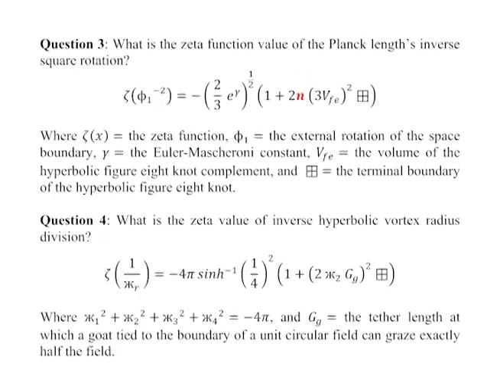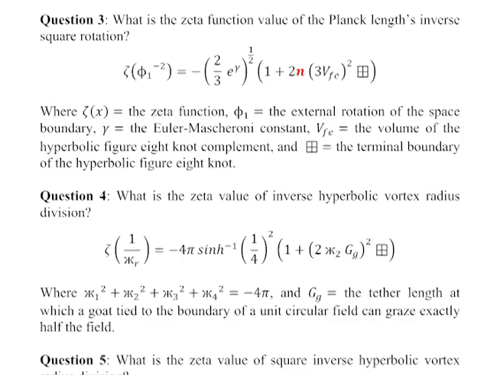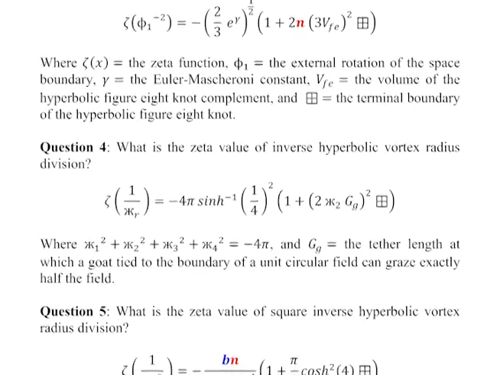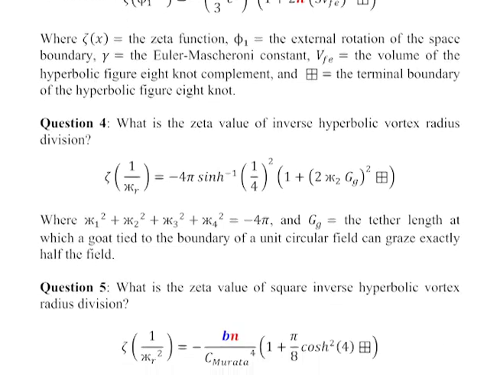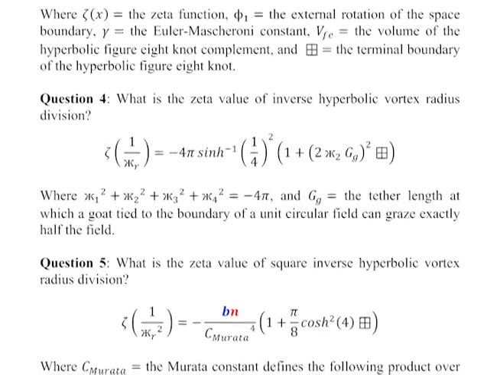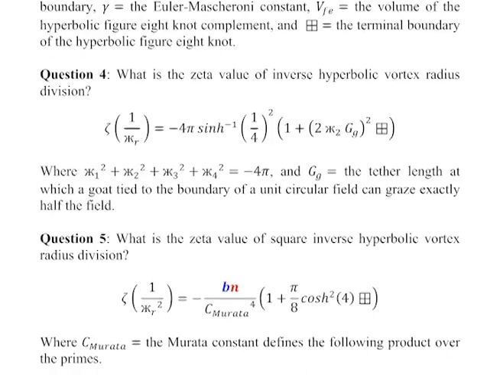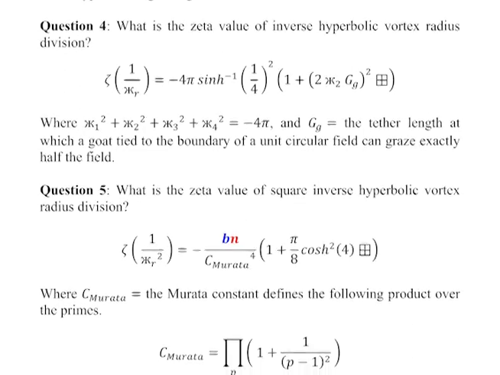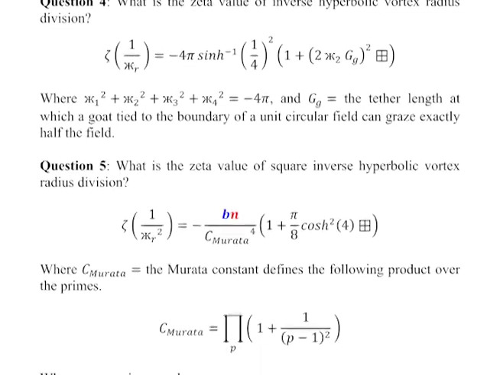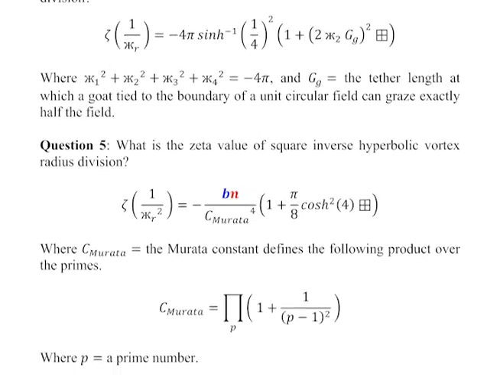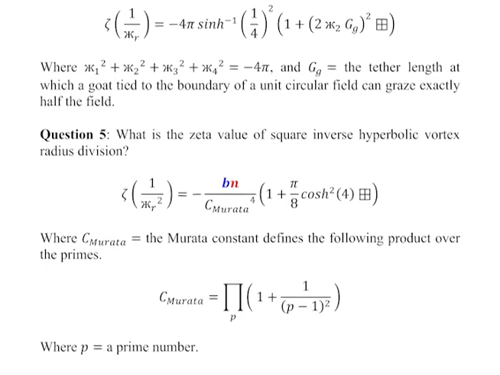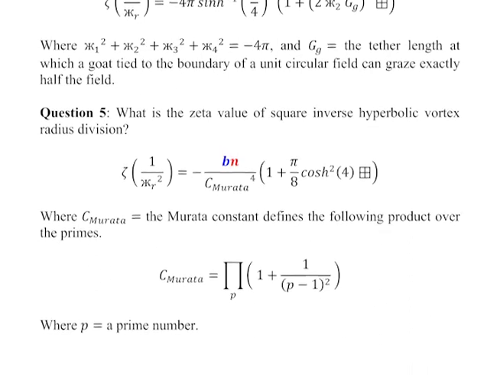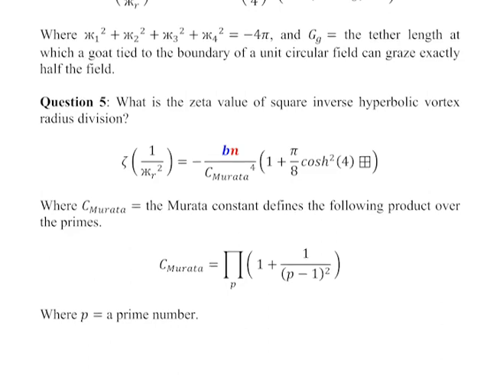Question 3. What is the zeta function value of the Planck length's inverse square rotation? Question 4. What is the zeta value of 1 over the hyperbolic vortex radius? So if we take a system that's under division of the hyperbolic vortex radius and put that system in the zeta function, what does a zeta function do with that? What does it say it is? Question 5. What is the zeta value of square inverse hyperbolic vortex radius division? So instead of just 1 over the hyperbolic vortex radius, now we're doing the zeta value of 1 over the hyperbolic vortex radius squared. And when we solve for that, our universal binomial factorization prescription gives us the solution involving the Murata constant, which is another constructive product of primes.